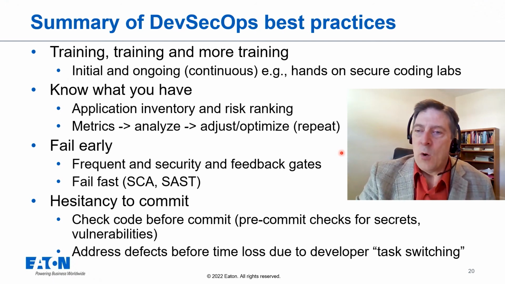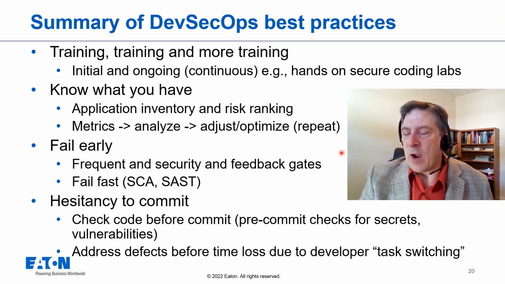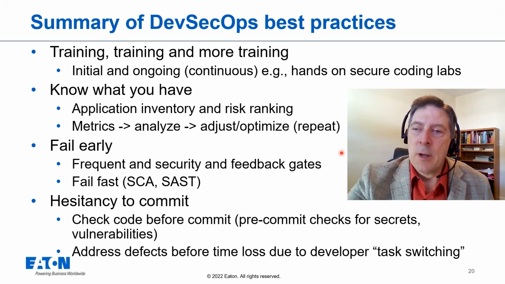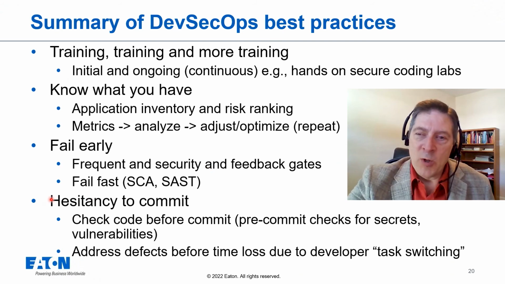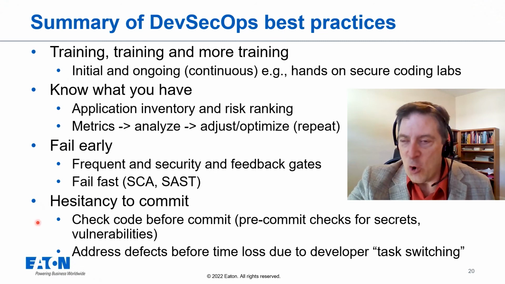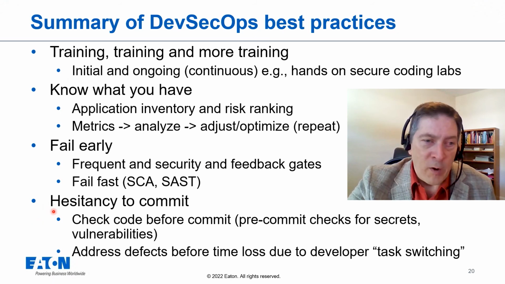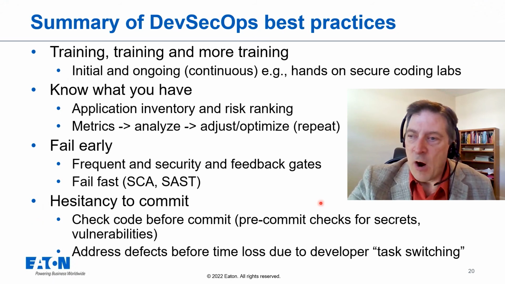So fail fast. Check your code with software composition analysis, with static analysis. Check it and fail fast. Make those corrections. And the play on words here, hesitancy to commit. Well, basically, what I'm saying is check your code before you put it into a repository. Make sure there are no vulnerabilities. Check for secrets. Are you hard coding secrets?